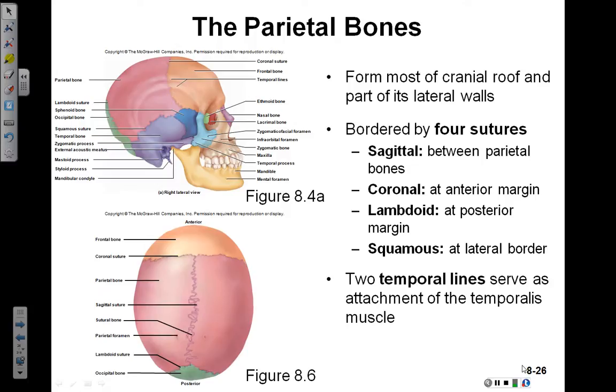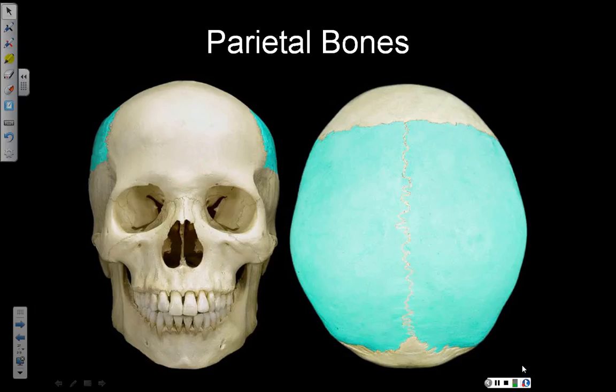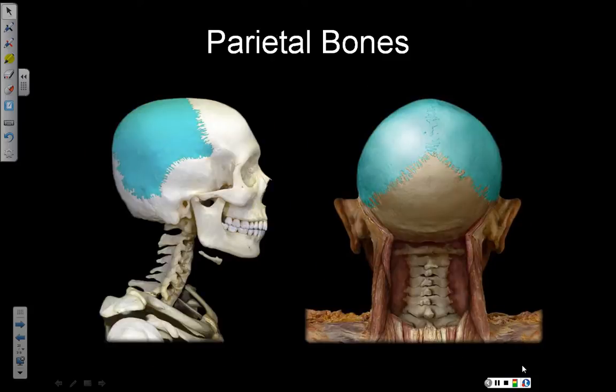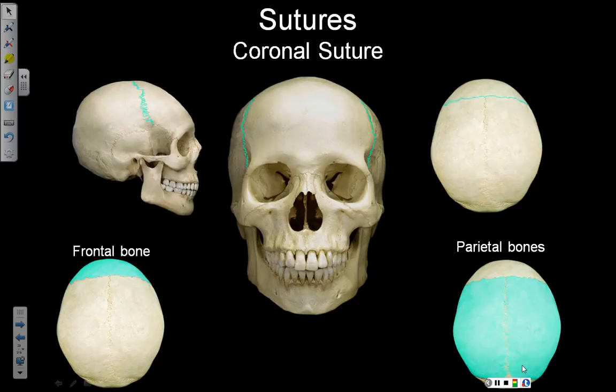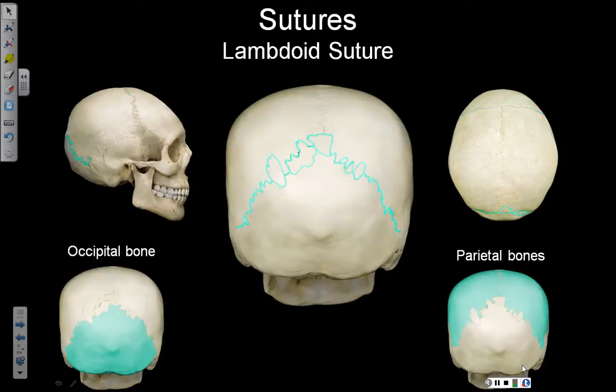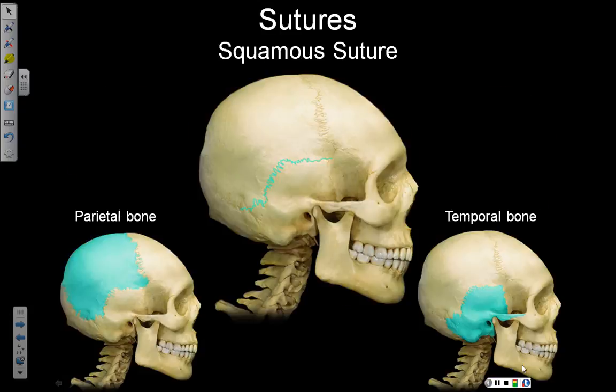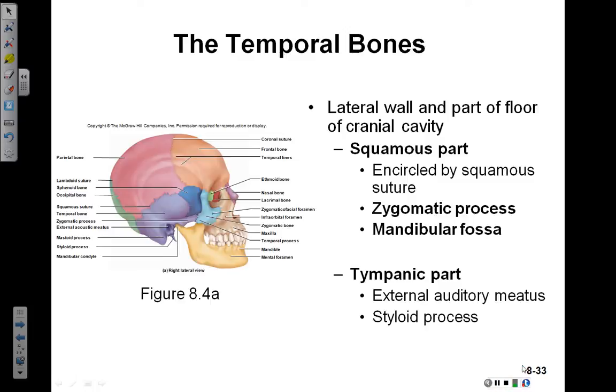Okay. That's what the parietal bone looks like. Parietal bone. Sagittal suture. Lambdoid suture, which is over the occipital bone. Squamous over the temporal bone. Temporal bone. Okay.